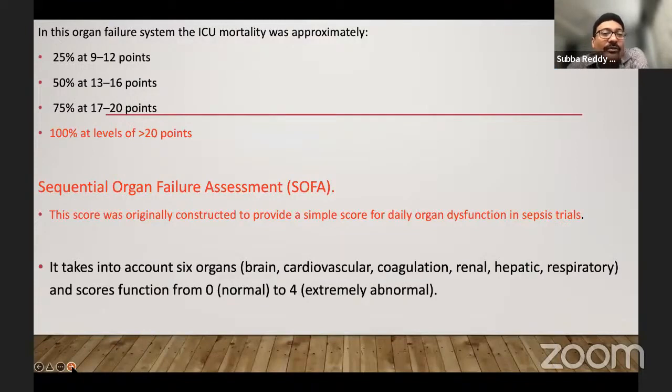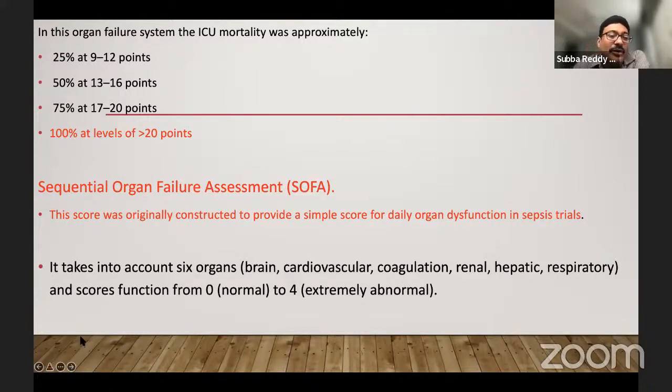So based on the organ failure, the ICU mortality was approximately 25% when the points are 9 to 12. And if the points are 20 or more than 20, then the mortality is 75%. More than 20, the mortality is 100%. 17 to 20, 75% is the mortality.